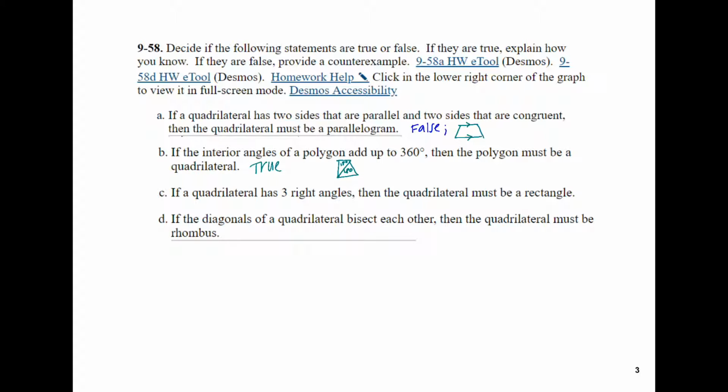If a quadrilateral has 3 right angles, then the quadrilateral must be a rectangle. This is also a true statement. If the diagonals of a quadrilateral bisect each other, then the quadrilateral must be a rhombus. Well, we also know that a parallelogram is a quadrilateral and its diagonals also bisect each other. So we would say this is false because we could potentially have a parallelogram.